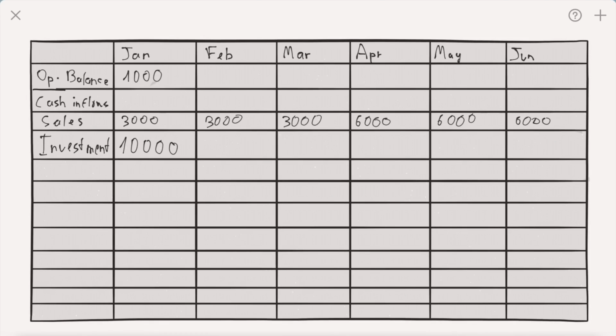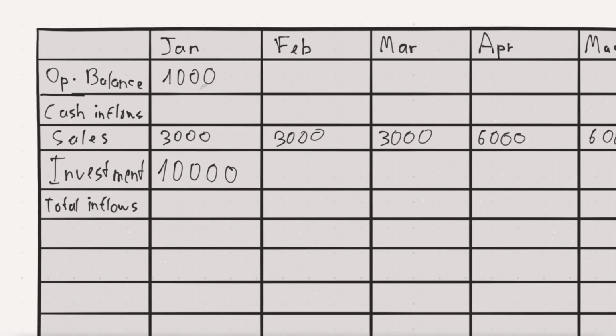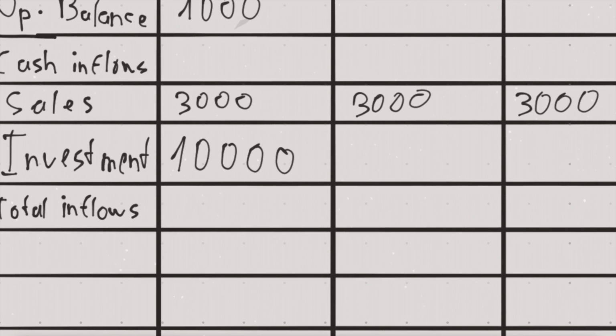Now, let's count our total inflows. Those are the total inflows that a company gets in this month. So, in this case, January started with $13,000.